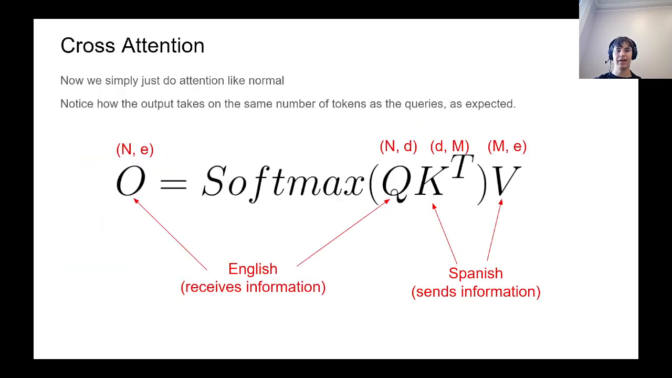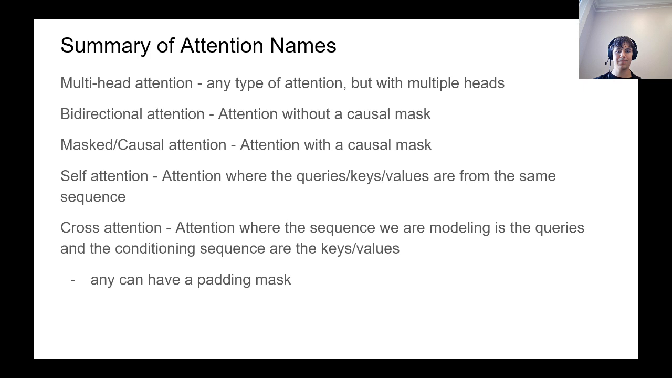Yeah, so hopefully that makes sense. So, summary of attention names. Multi-head attention: any type of attention with multiple heads. It can be anything; if it has multiple heads, it's multi-head. Bidirectional attention: attention without a causal mask. Masked and causal attention: attention with a causal mask.